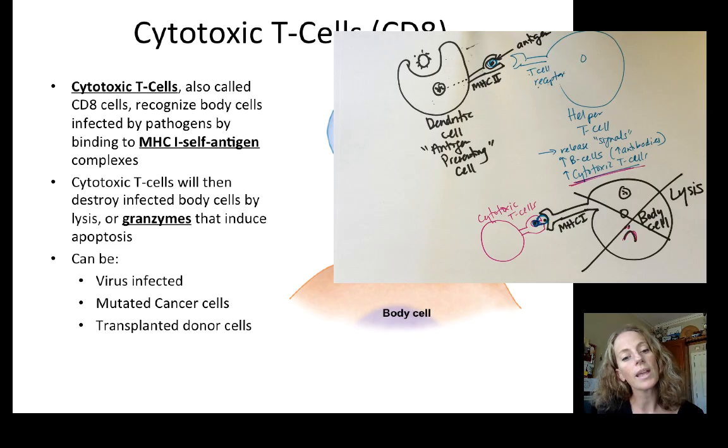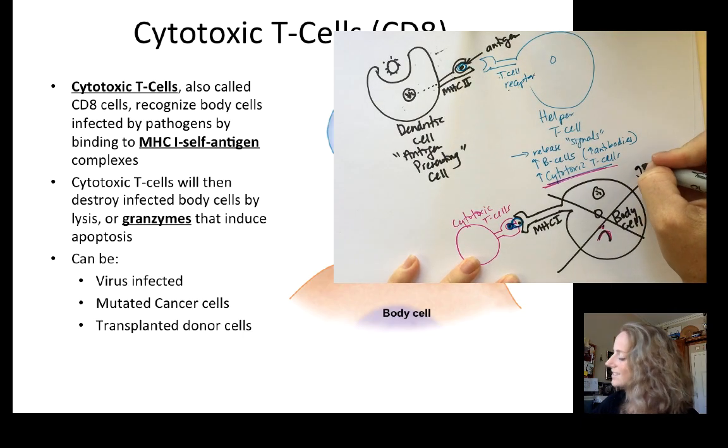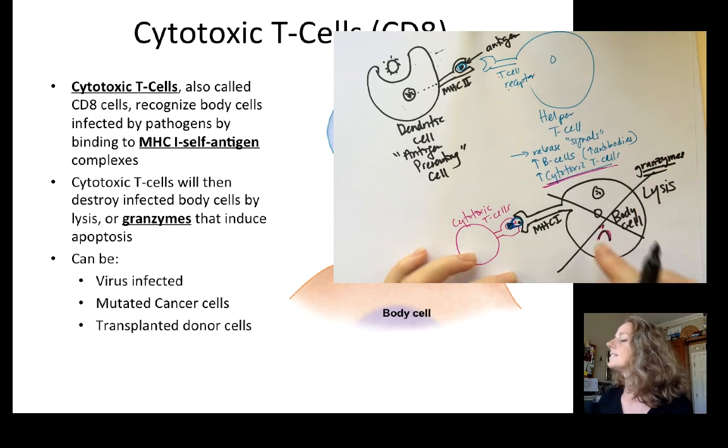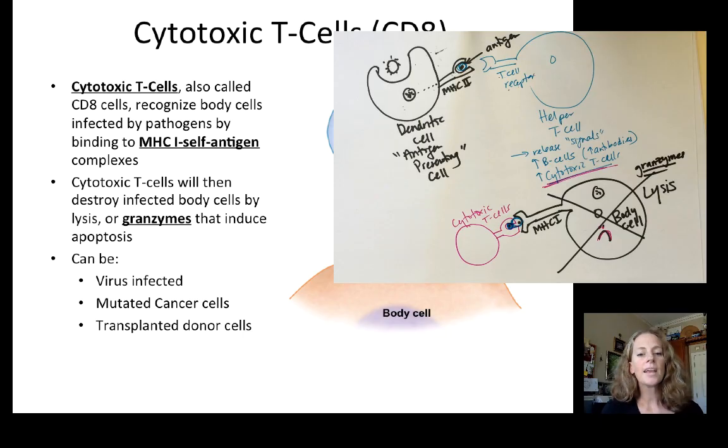We've already heard about two ways that lysis can be induced. Perforins from natural killer cells, the membrane attack complex from complement. Now here's one last way, granzymes. So the cytotoxic T cells release granzymes to induce lysis of infected body cells. Now these can be virus-infected cells, they can be mutated unhealthy cancer cells, they can be transplanted donor cells. In any case, if the cytotoxic T cell finds an antigen on an MHC it's going to kill that body cell.